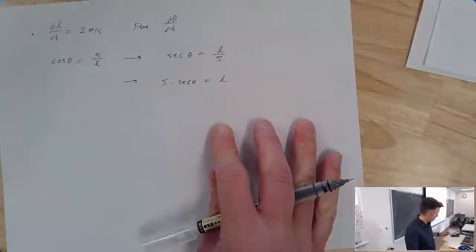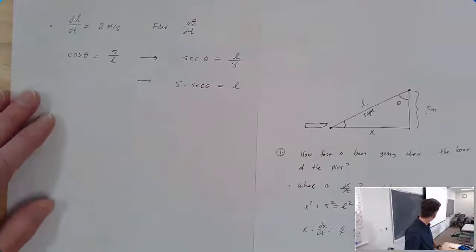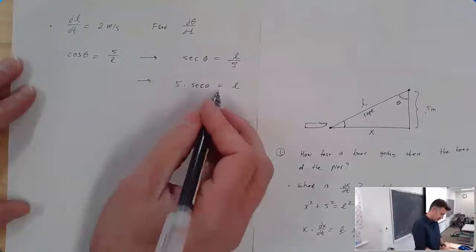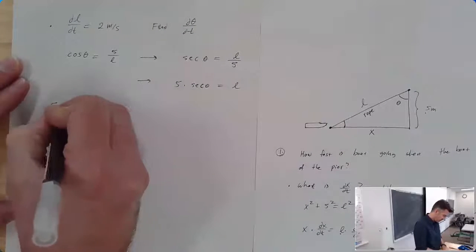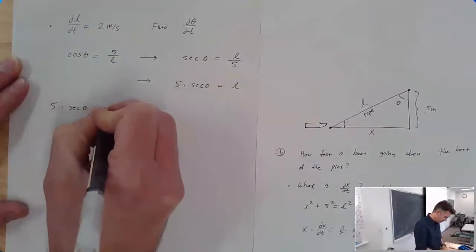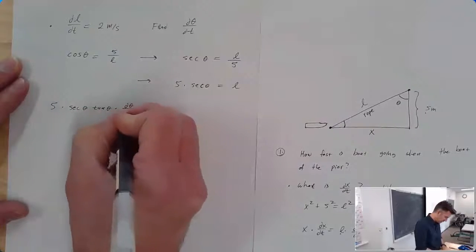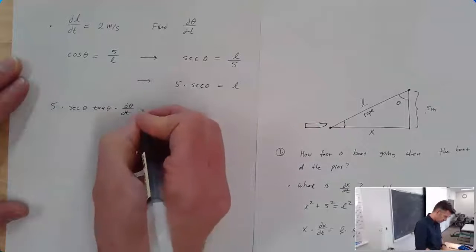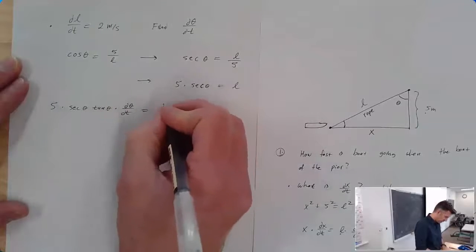You can't even see that. So we'll leave this over here. So taking the derivative of both sides, the derivative of secant of theta is secant of my stuff times tangent of my stuff times d theta/dt, equal to the derivative of L, which is dL/dt.